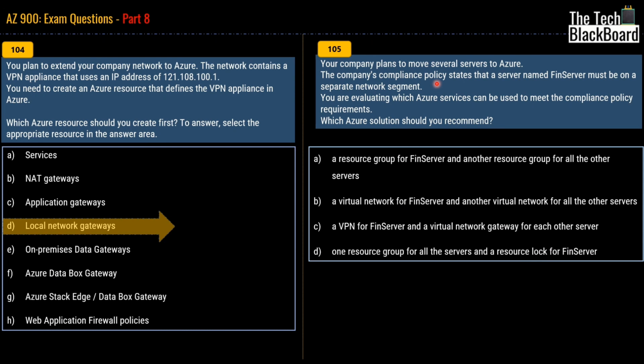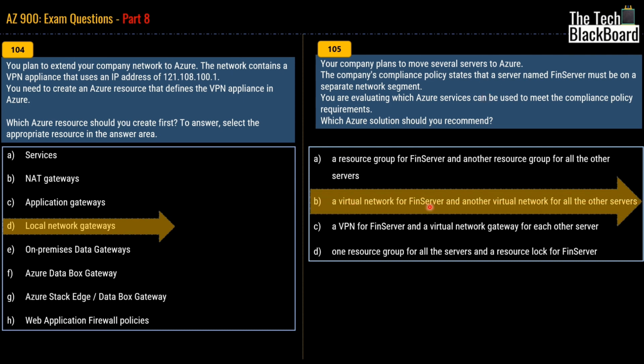Before I answer this question, let me tell you more about networks in Azure. A network in Azure is also known as a virtual network. A virtual network can have multiple IP address spaces and multiple subnets. Azure automatically routes the traffic between the subnets within a virtual network. Now the question states that FinServer must be on a separate network. The only way to do this in networking is to put FinServer on a different network and then the rest of the servers on a separate network. That's the only feasible way through which we can achieve this statement. Thus, the correct answer for this question is option B, a virtual network for FinServer and another virtual network for all the other servers.